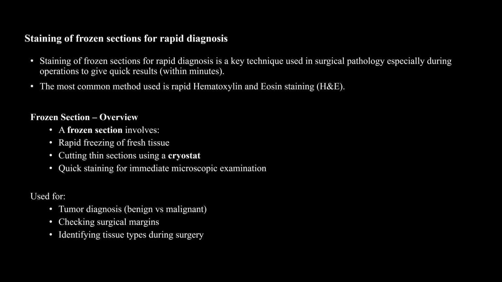The tiny fluorescent section rapid diagnosis. Rapid diagnosis techniques of surgical pathology is established during the quickly result. The most common method is usually rapid hematoxylin and eosin staining. Forces involving rapid freezing and cutting the tumor, quickly staining, the imprinting examination. Used for tumor diagnosis, checking the surgical margin, identify tissues that are typical during the surgery.